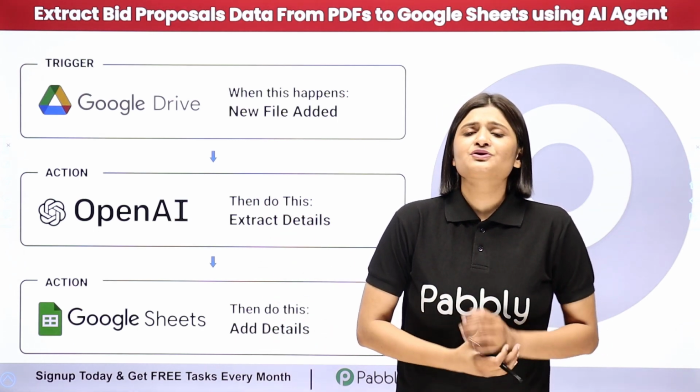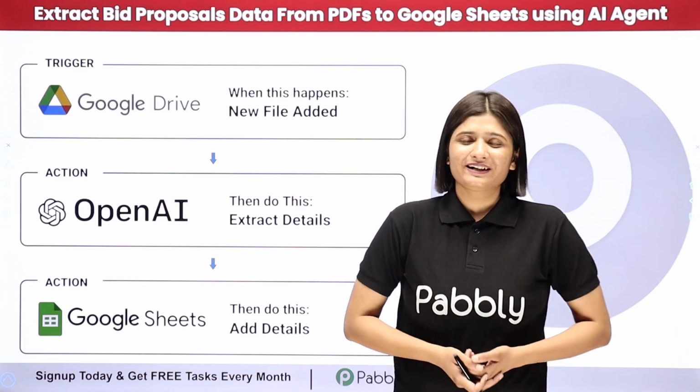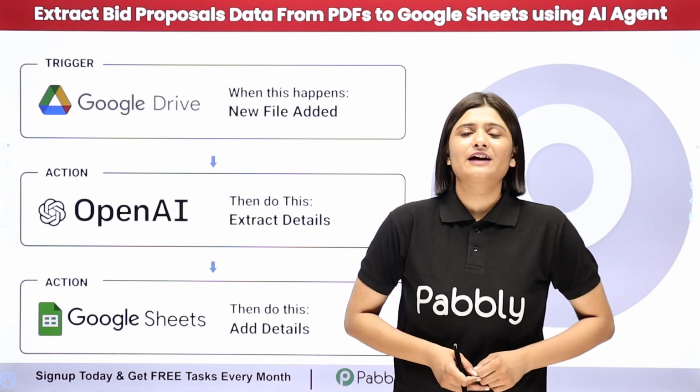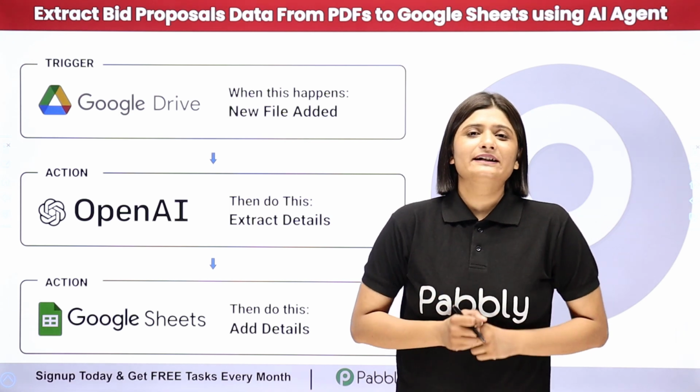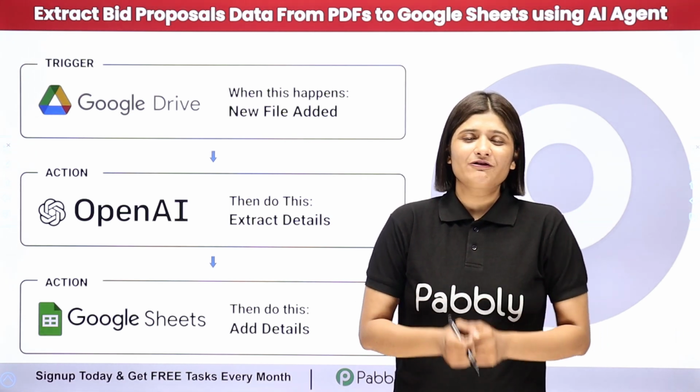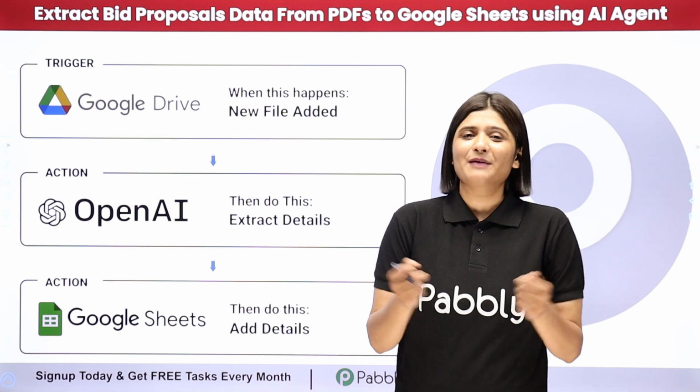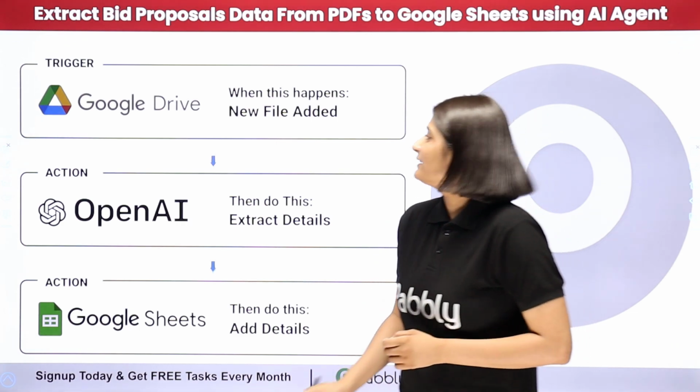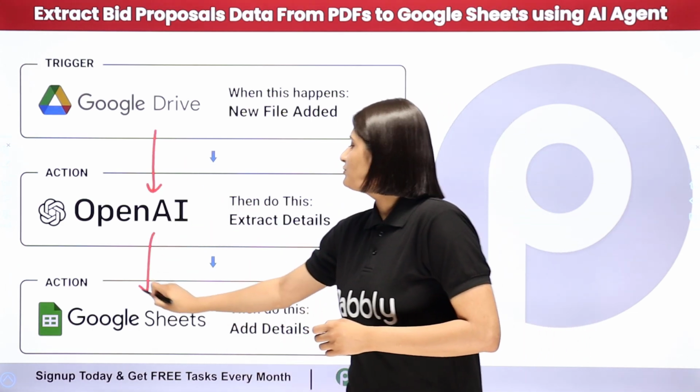Doing this manually will consume a lot of time, so I've completely automated this process, and to do this automation I've used Pabbly Connect. So Pabbly Connect is an amazing automation and integration software which requires no coding or programming skills. Here I just need to build connection between Google Drive, OpenAI and Google Sheets.